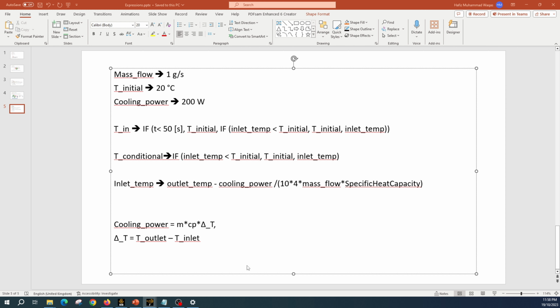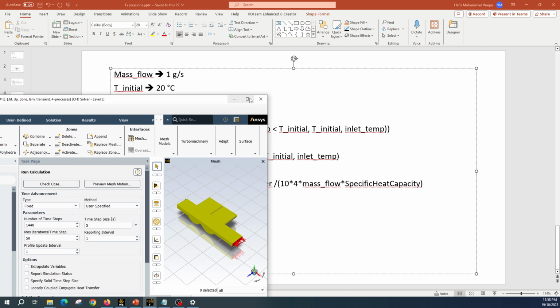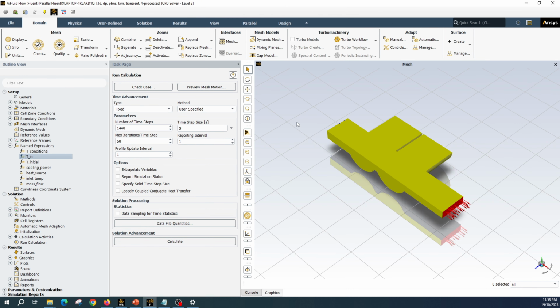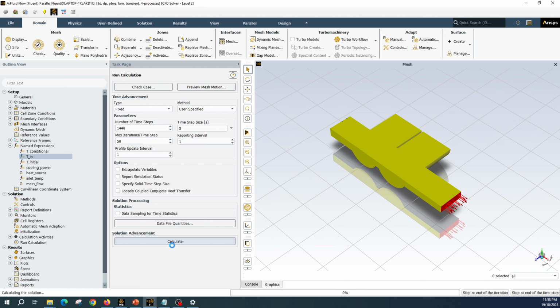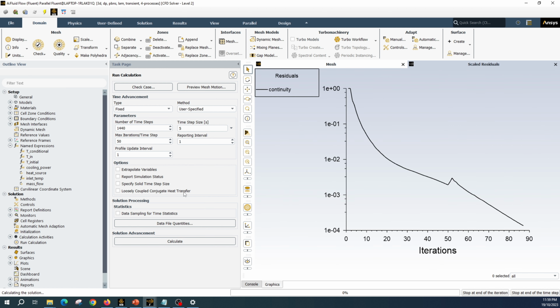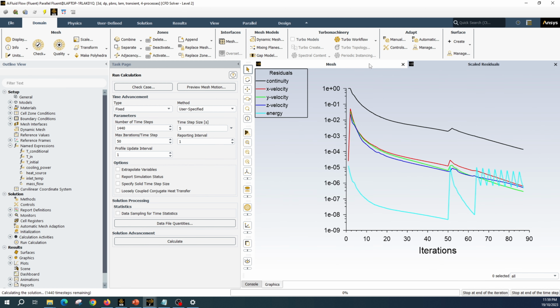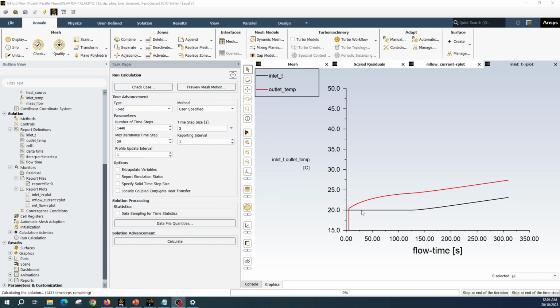and then we can check our results. I will run my previous simulation because it will converge faster. Let me say calculate. I did not initialize because I was running this simulation and it has already been initialized, so it will start from the previous results. I have plotted some results that you will be able to see in a minute. Yes, here the simulation is running and you can see some results. I have plotted the inlet temperature and outlet temperature.